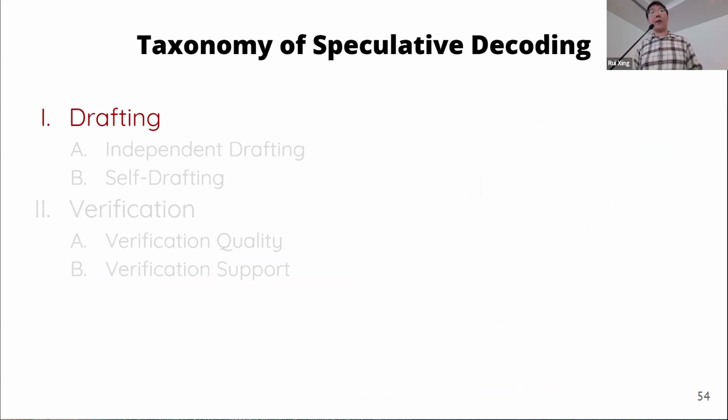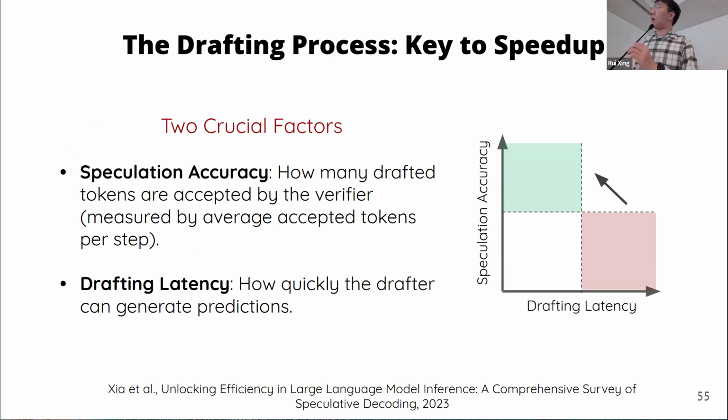Okay, so after the brief history, I want to share the taxonomy of speculative decoding. We can see two parts. The first part is drafting, and the second part is verification. They are both important. Usually, different methods have different drafting techniques, and they can be split into two categories. The drafting process is very important for the speedup.